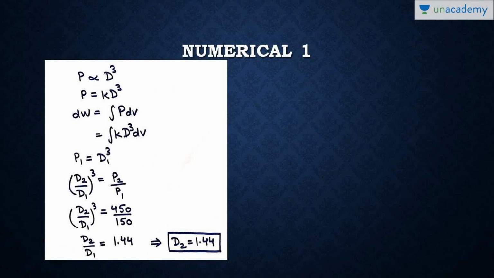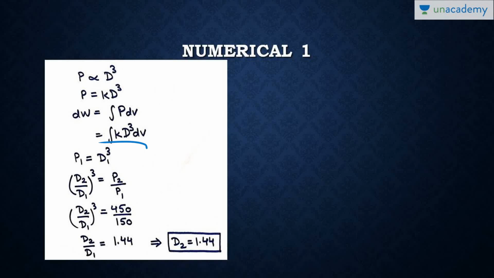To start with, simply write the equation: P is directly proportional to d cube, because it is written that the pressure is directly proportional to the cube of the diameter, which we can also write as pressure is equal to K times d cube. Work transfer is equal to integral P dV, and pressure is equal to K times d cube. So we can write work transfer is equal to integral K d cube dV.